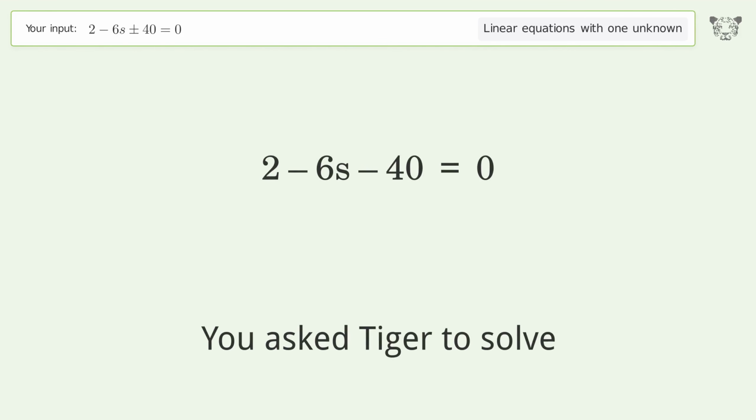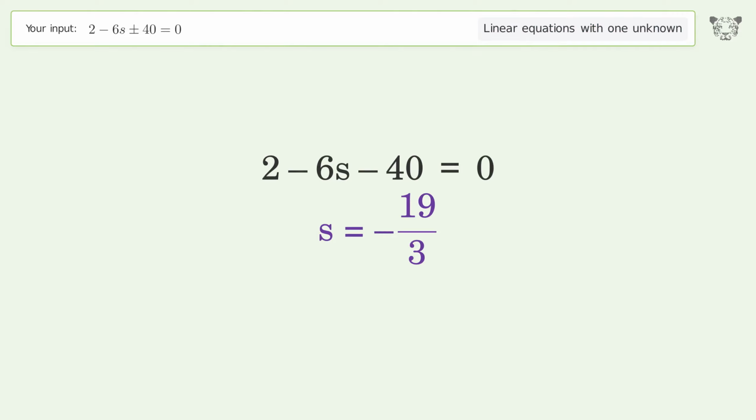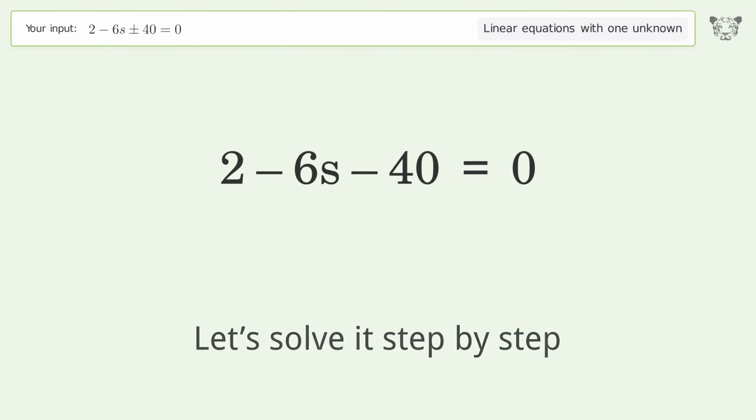You ask Tiger to solve. This deals with linear equations with one unknown. The final result is s equals -19/3. Let's solve it step by step.